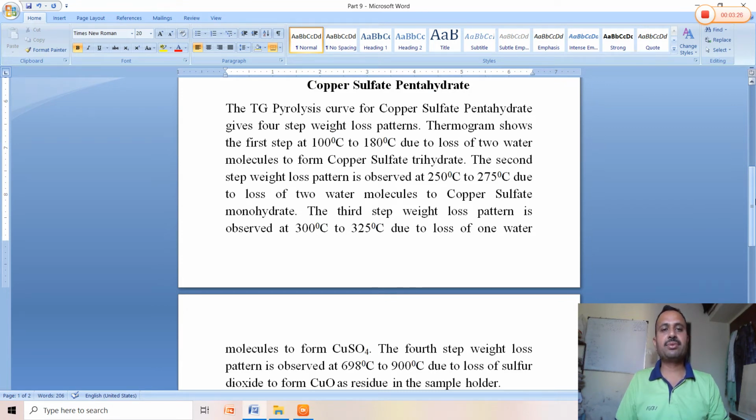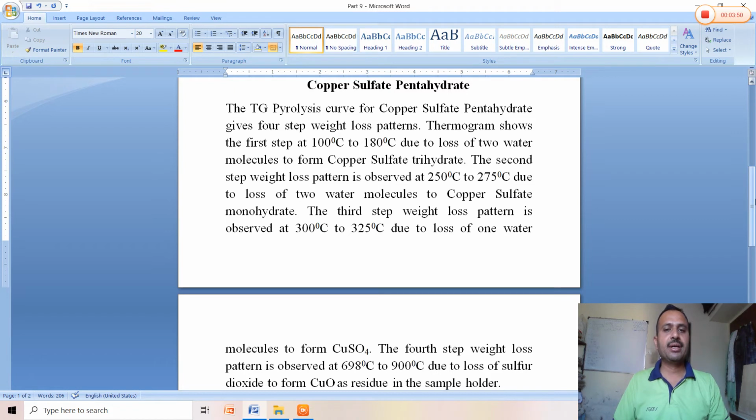The thermogram shows the first step at 100 degrees centigrade to 180 degrees centigrade due to the loss of 2 water molecules to form copper sulfate trihydrate. So copper sulfate pentahydrate is converted into copper sulfate trihydrate at a temperature of 100 degrees centigrade to 180 degrees centigrade. This is the first step.